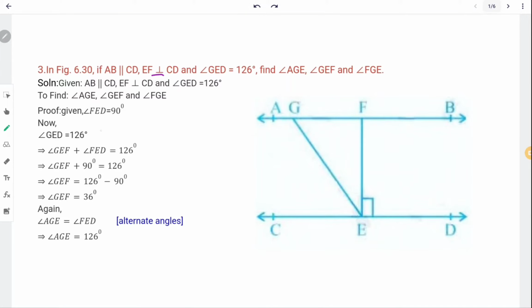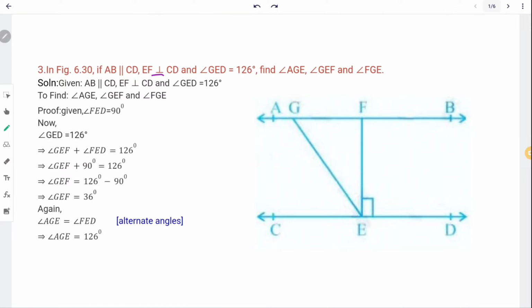Now they've given to us GED, right? So from here, GED is how much? 126, the whole angle, right? So now when you look here, can you see that GED is made of two angles, this angle plus this angle? So what we're going to do next is separate the angles. So you can already see here GEF, this is the angle, plus FED. When you add these two, you get the entire angle GED. So that's what we have done here, GEF plus FED.